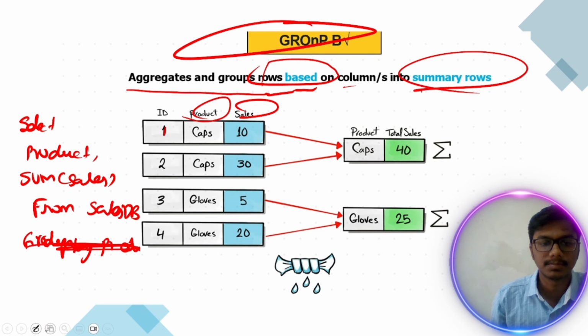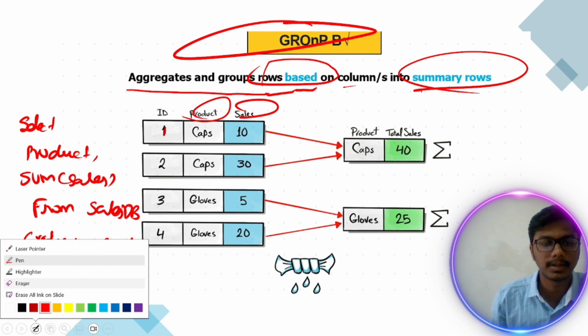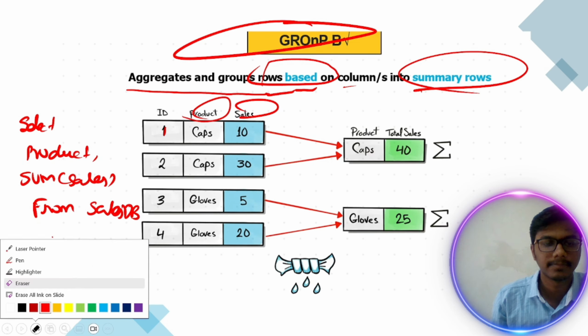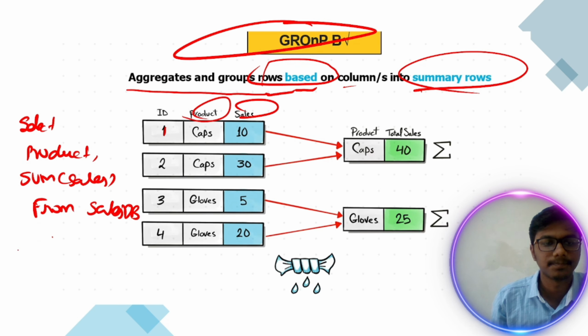I think this is not visible, right? Let me erase this. GROUP BY product.